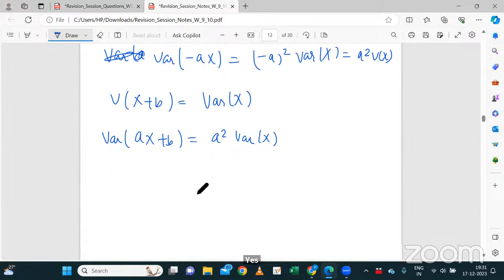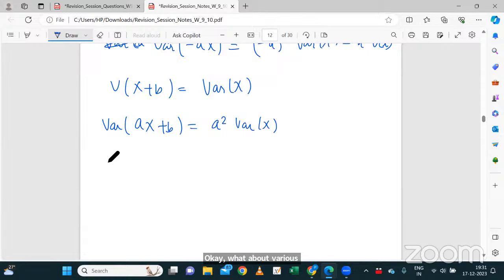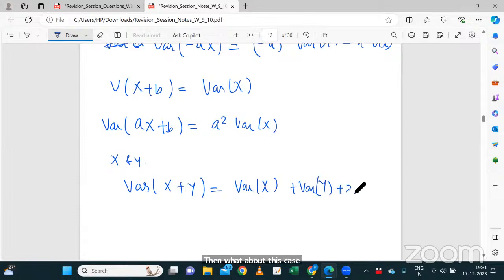Now just tell me, suppose I have two random variables, let's say x and y. Then what about variance of x plus y? Sir, we cannot say anything unless they are independent. I can say variance of x plus variance of y if x and y are independent.